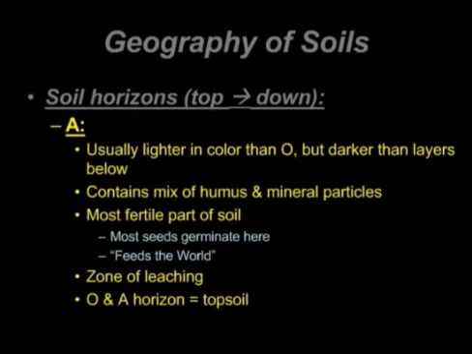When we refer to topsoil, you often hear this term. Topsoil is a mixture of O and A. And so the O, top horizon, and A, the next-to-top horizon, comprise what we call topsoil. One of the characteristics of A is it contains illuviation at the bottom of the layer.